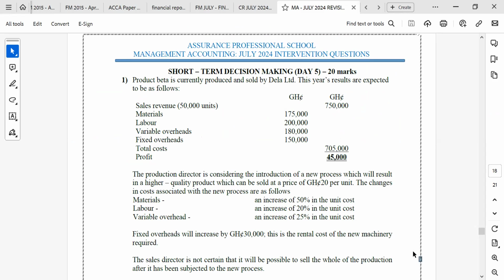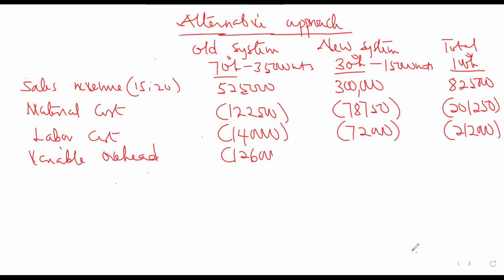What will be the variable cost for the new system? 4.5. Okay, multiply by 15,000. That is 67,500. What will be the total cost? 193,500.